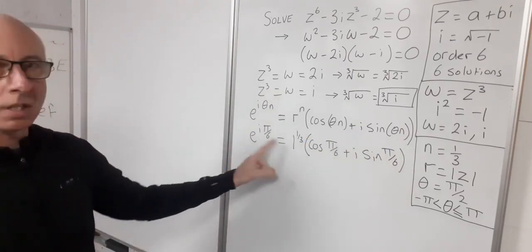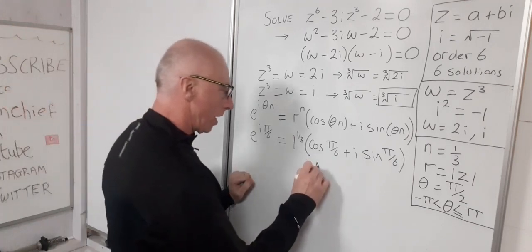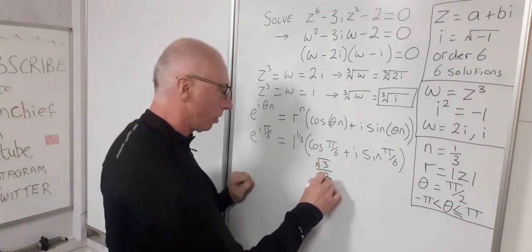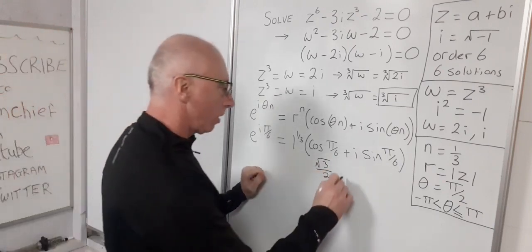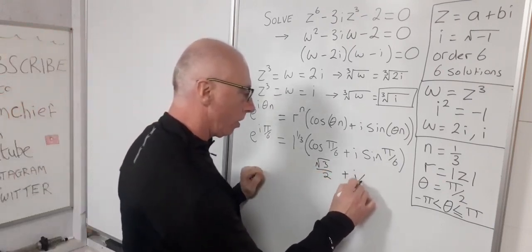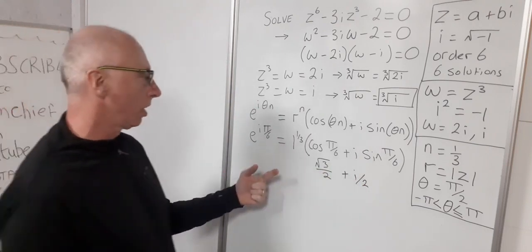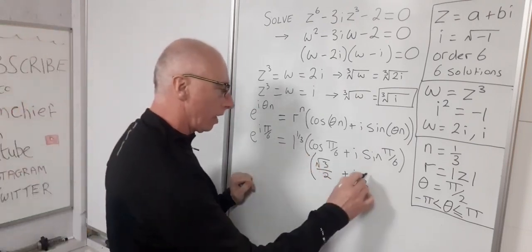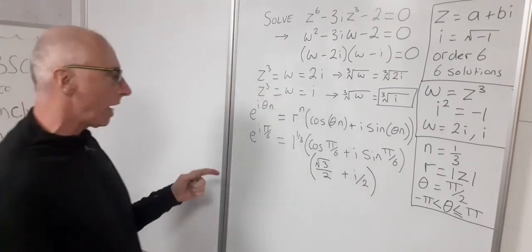Okay, now let's simplify this. Cosine of pi over 6, we know, is root 3 over 2, and sine of pi over 6 is a half, so it's plus i over 2. And 1 to the power of a third is just 1. So that is one solution for z. I could call that z1.